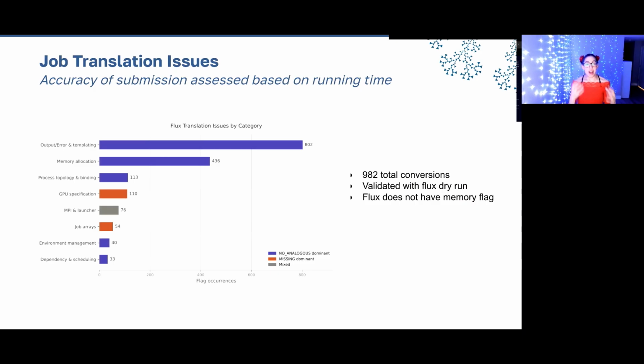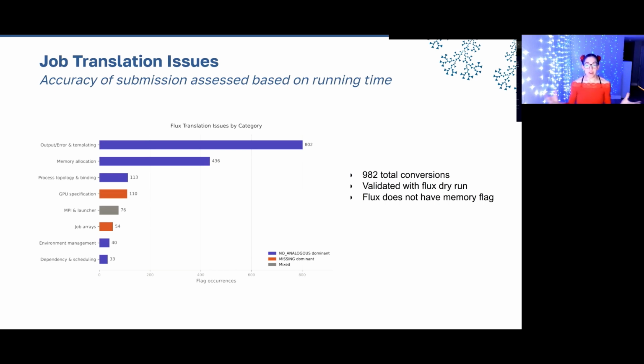Okay, so now what we are looking at are job translation issues. For the times when we took those 1,000 job specs and did the translation, we wanted to understand what the issues were with performing it. And so we created 3 categories. The first was no analogous. That's when the agent would report, I can't transform this flag because there's literally no analogous thing. Missing meant that this entire thing is actually missing, and then a mixture between the two.